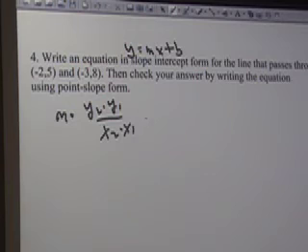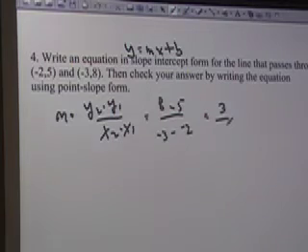This is going to be 8 minus 5, because the y2 minus y1, and -3 minus -2 equals 3 over -1, which is equal to -3, because this is -3 plus 2. So that is one bit of information.